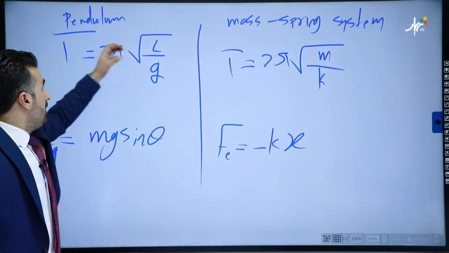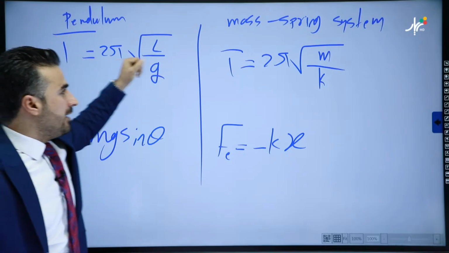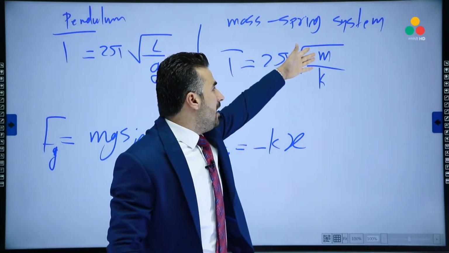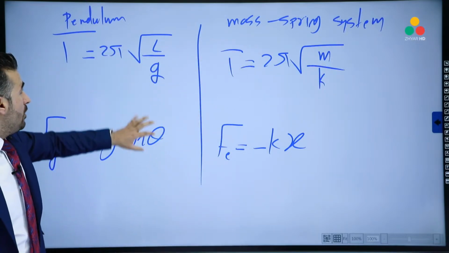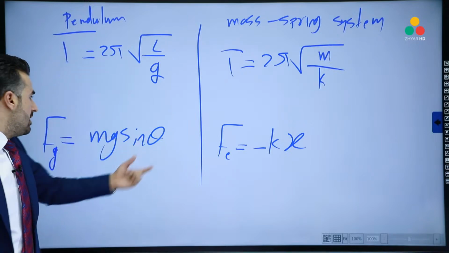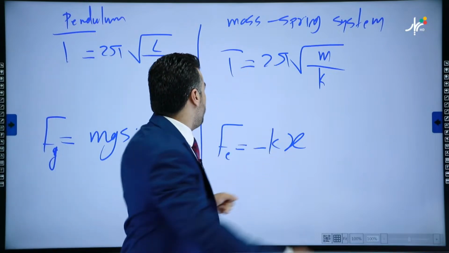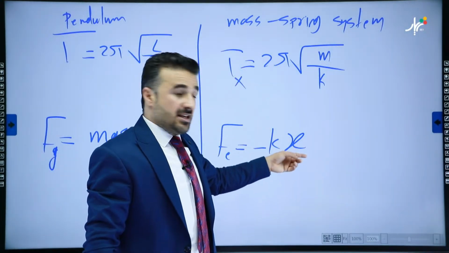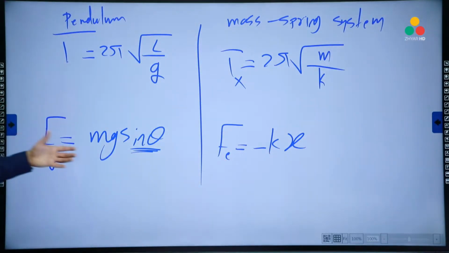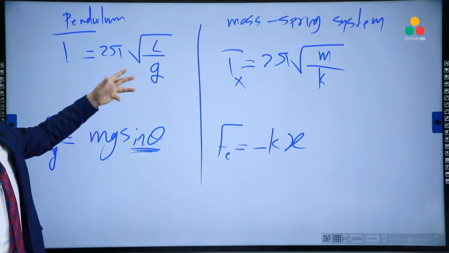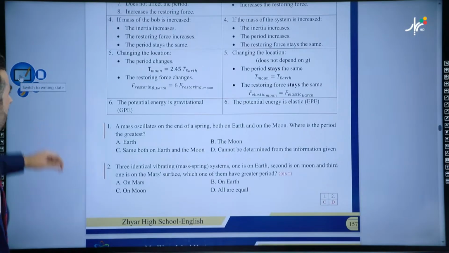So once again, increasing or decreasing the length and gravitational acceleration will affect the period. Here, increasing or decreasing the mass or spring constant would affect the period. Increasing the amplitude would have no effect on the period here, but it would affect the restoring force, because it makes this sine theta bigger. Increasing the amplitude here does not affect the period either, but it would affect the restoring force. Increasing the angle theta will increase the restoring force here as well.